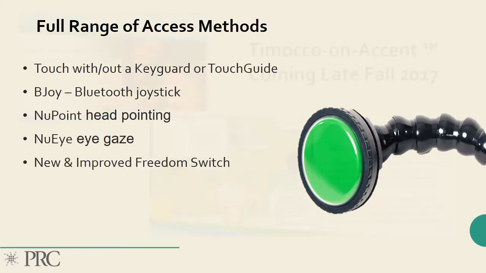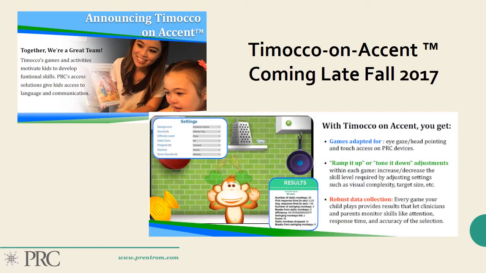This is a little bit of a sneak peek because it's not quite ready yet, but PRC and Tomoko have partnered to create Tomoko on Accent, which is an exclusive to PRC suite of games that can be used with eye gaze and head pointing and touch access. It really lets kids practice that access method with a variety of games ranging from really early exposure games, just kind of coloring on a screen, to more advanced ones like playing, you can see this one here is a Simon game in the kitchen.